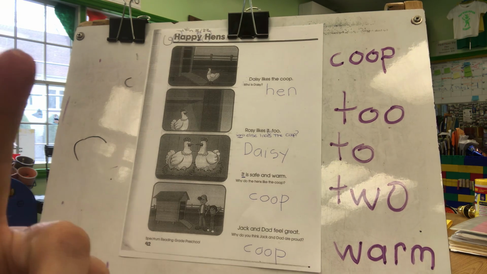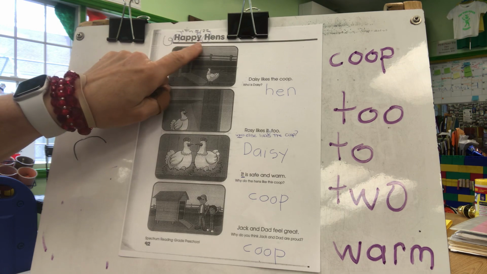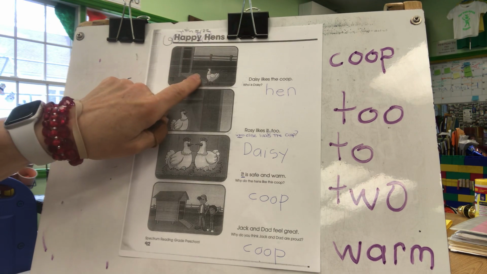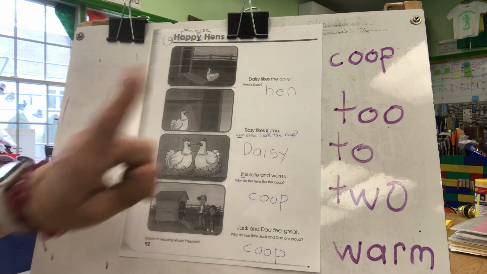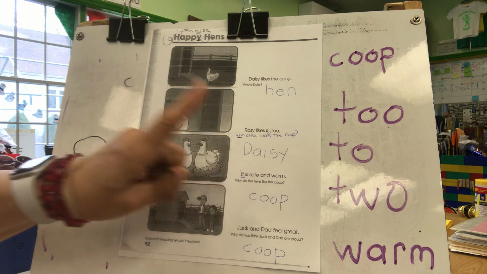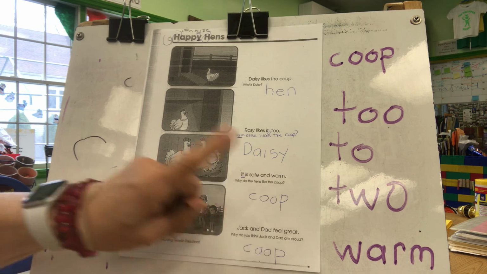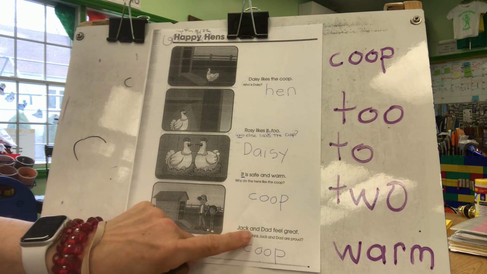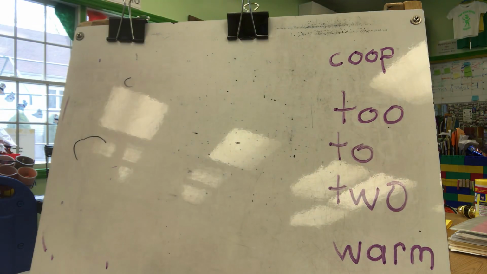All right, take your magic pointer finger. Here we go. Slide, glide, and read. The title says, Happy Hens. Daisy likes the coop. Pointer up. Rosie likes it too. It is safe and warm. Jack and Dad feel great. Good reading, pre-Ks. And let's go to our thinking about the story.